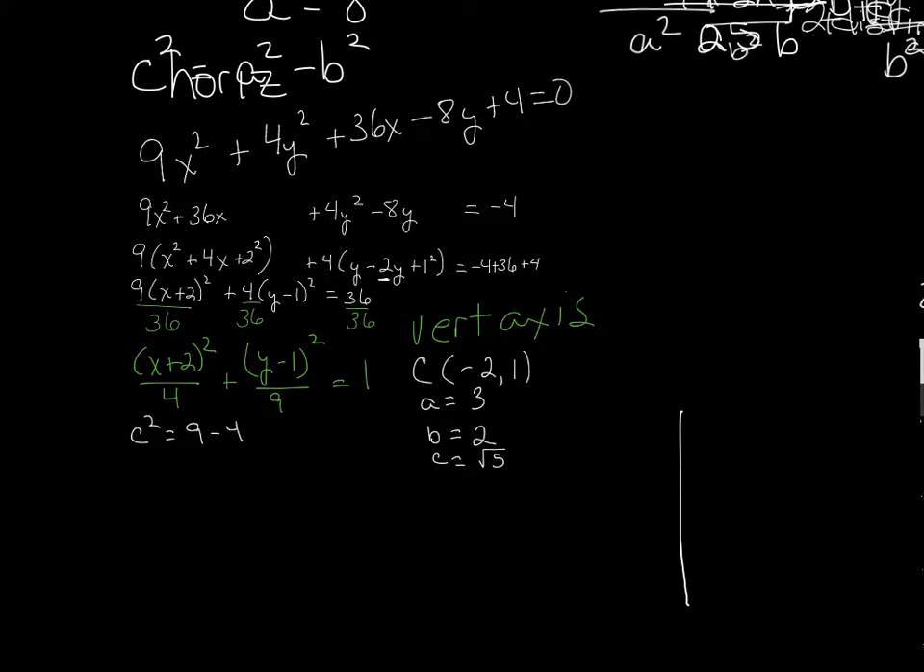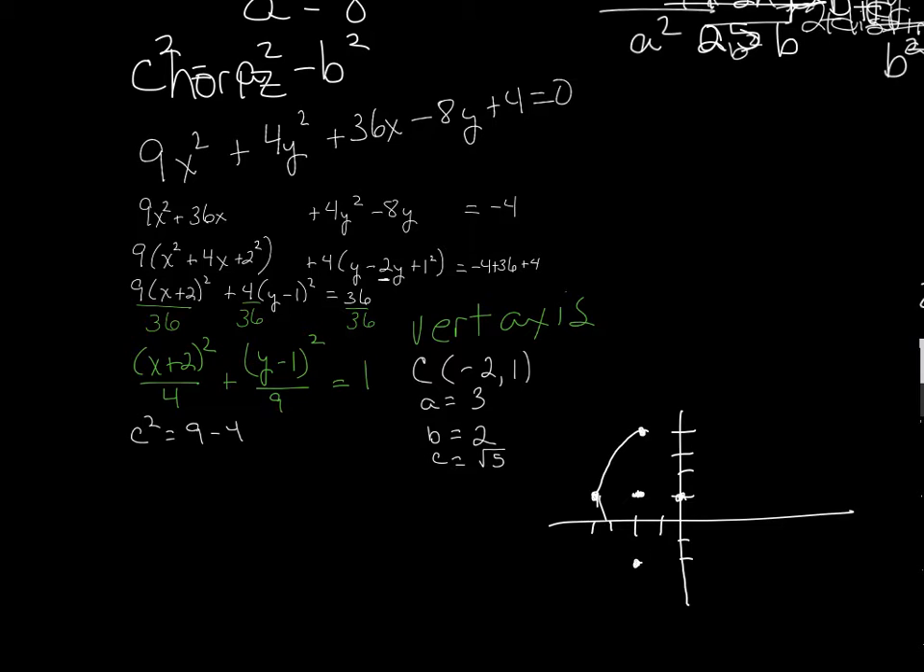Okay, so we found the center, we found A, B, and C. So we're going to graph it. We said we have a vertical axis. Our center is at -2, 1. If A is 3, I'm going to go up 3 and down 3 from the center. If B is 2, I'm going to go over 2 and over 2.